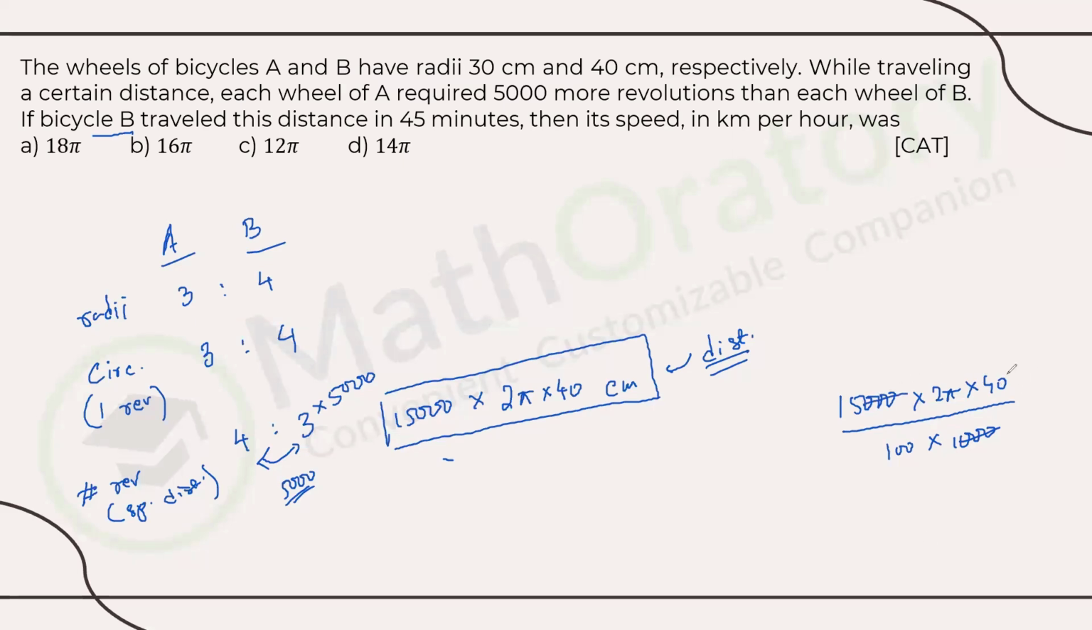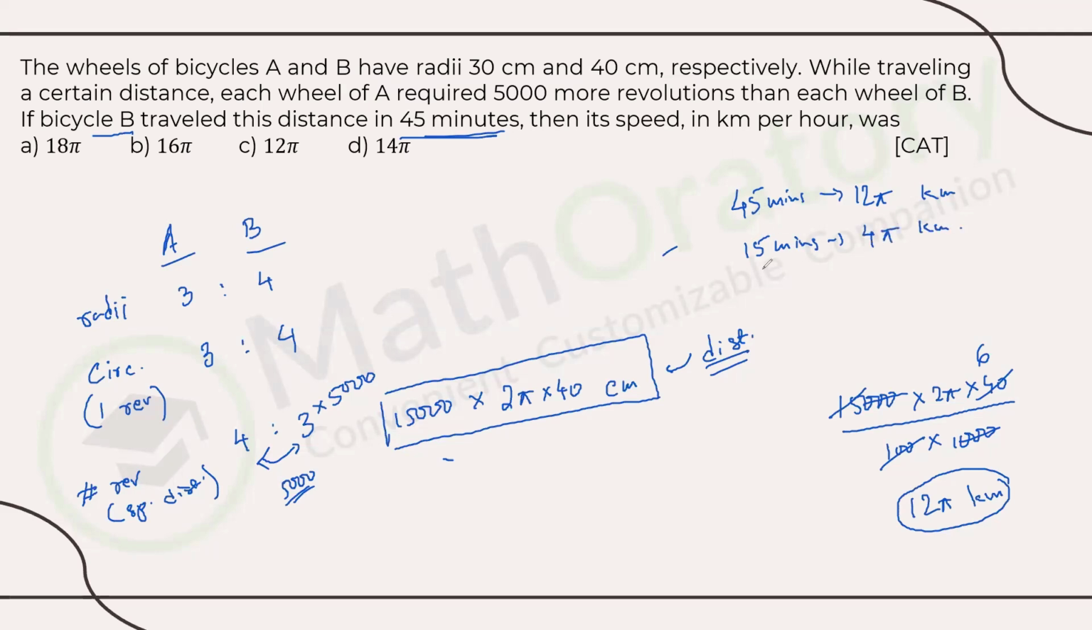40 into 15 is 600. So if I cancel out the 600 by 100, I'm left with 6. So we have 6 into 2 pi, or rather 12 pi kilometers covered by bicycle B in 45 minutes. So in 45 minutes, if bicycle B covers 12 pi kilometers, then in 15 minutes, that is the offset from 60, and by the way, this is 1/3, so this should be 4 pi kilometers.